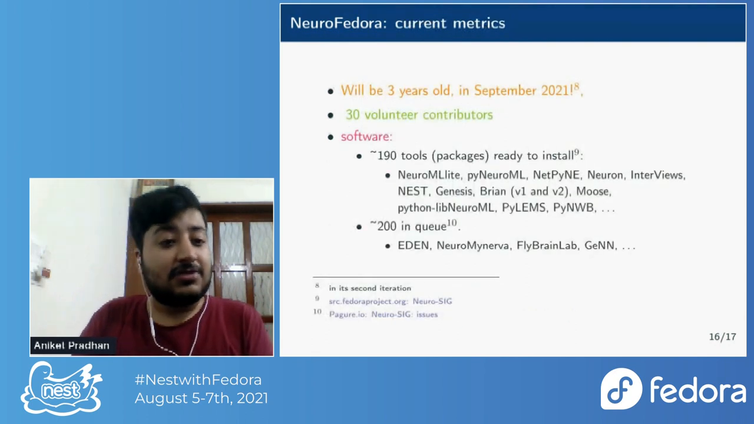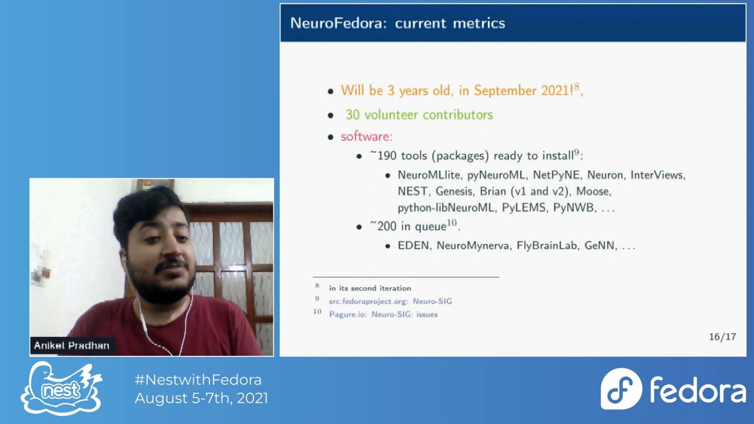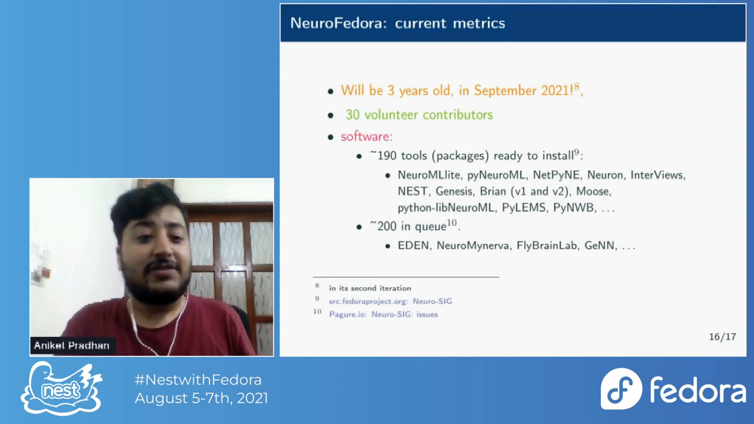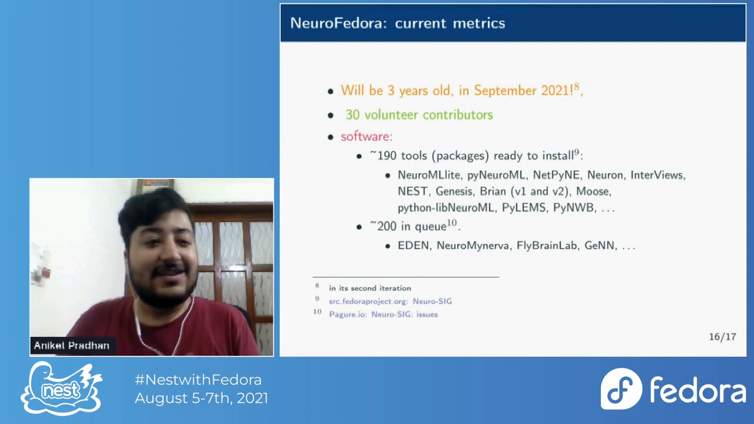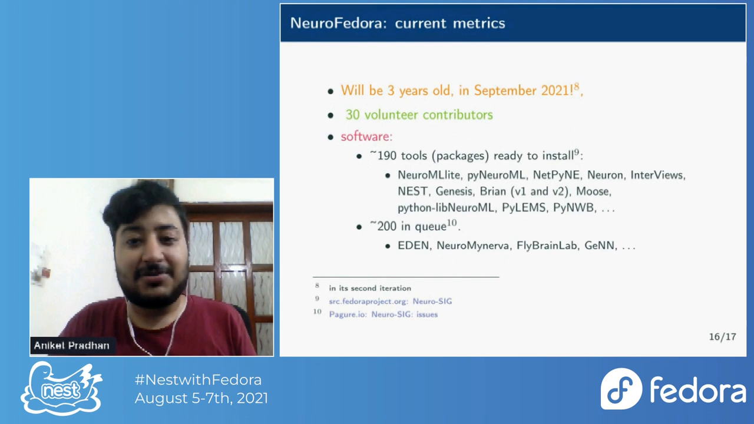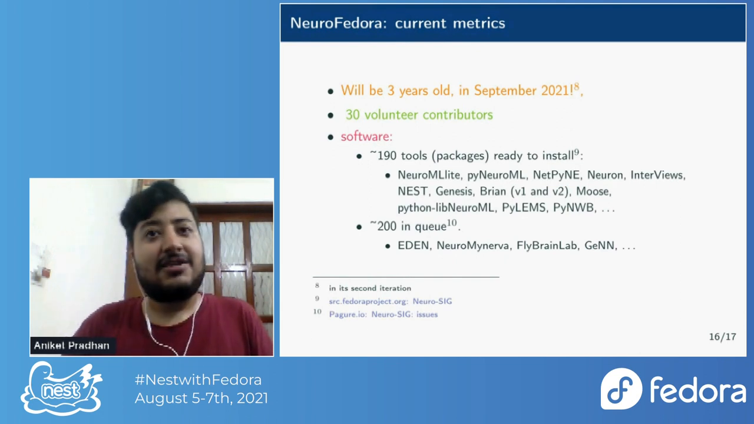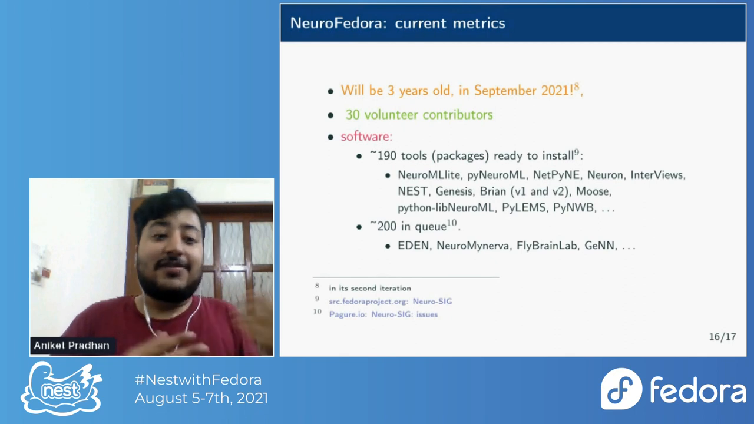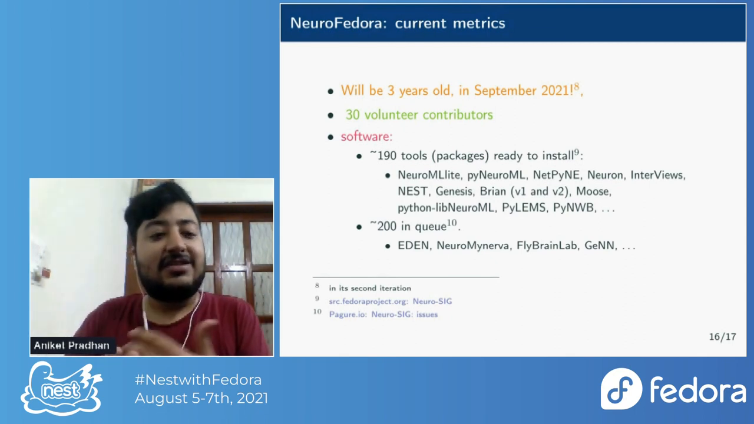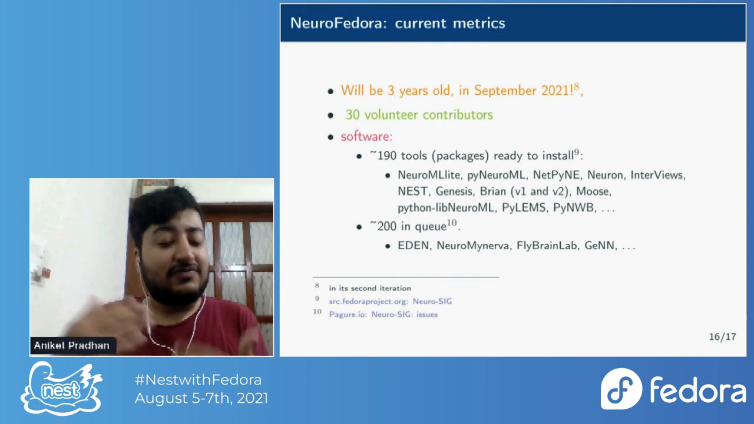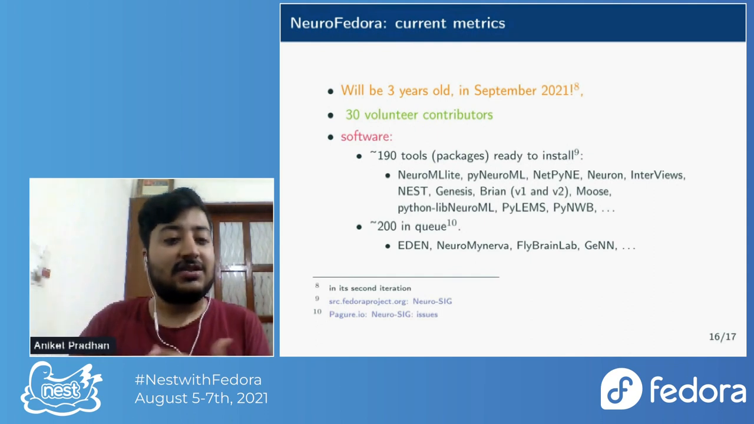So about NeuroFedora, our current metrics are as follows. We will be 3 years old in September 2021, which is next month. We have around 30 volunteer contributors right now, and that is a good thing. Most of them are active, some are not, but we'd definitely like to get that number up. We would love to have more contributors with us.